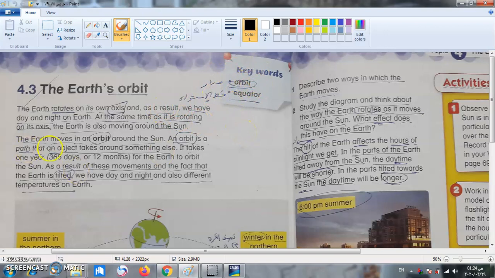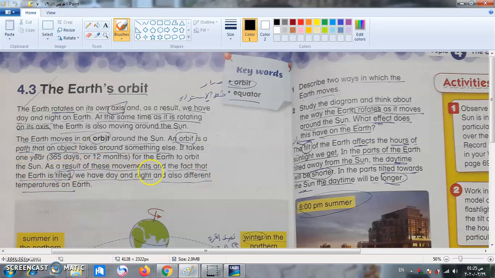Very good. The earth moves in an orbit, as we said, around the sun. What is the definition of an orbit? What's the meaning of an orbit? It's a path that an object takes around something else. المدار أو الممر اللي بيلف فيه شيء ما حول شيء ما آخر. It takes 1 year, 365 days or 12 months for the earth to orbit the sun. 12 شهر يا شباب عشان الأرض تلف حول الشمس.